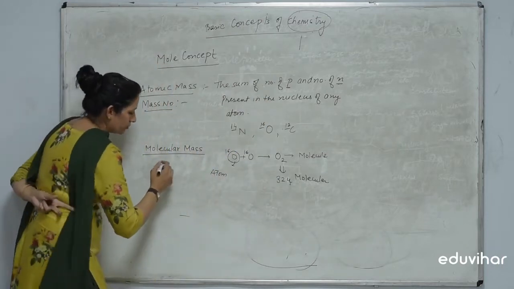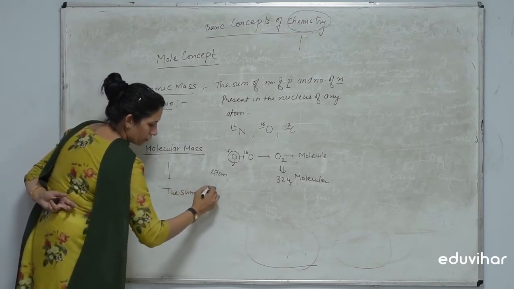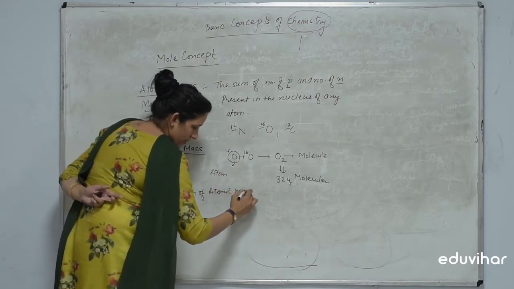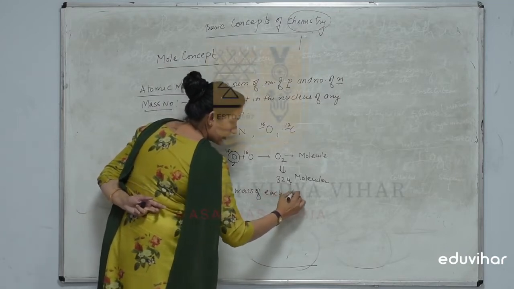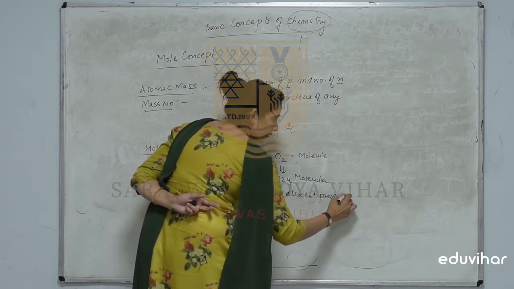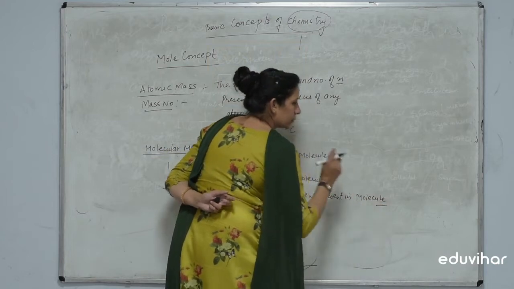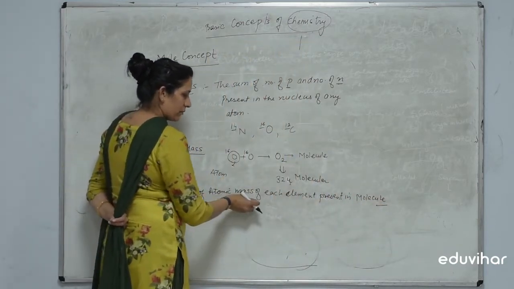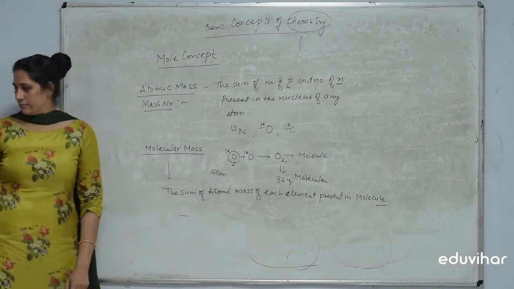Is it clear? Atomic mass is the mass of protons and neutrons present in the nucleus of any atom. What is the molecular mass? The sum of atomic masses of each atom, each element, present in the molecule. Molecular mass is the sum of atomic masses of each element that is present in the molecule.